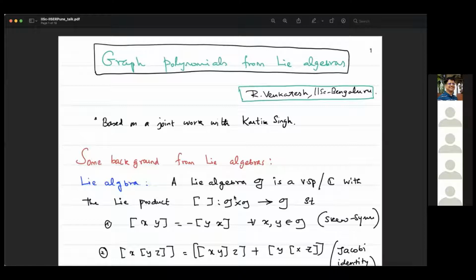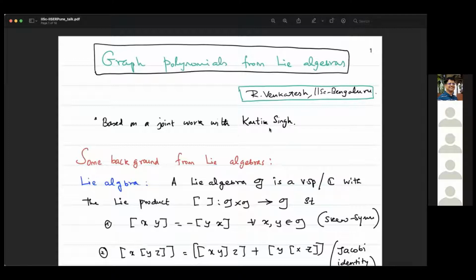Yeah, so today I'll be telling you about some graph polynomial connections with Lie algebras. I will actually begin with some background from the Lie algebras and then slowly get into what I'm interested in. This talk is based on a joint work with Karthik Singh, who was a UG student here, who did his UG project with me.